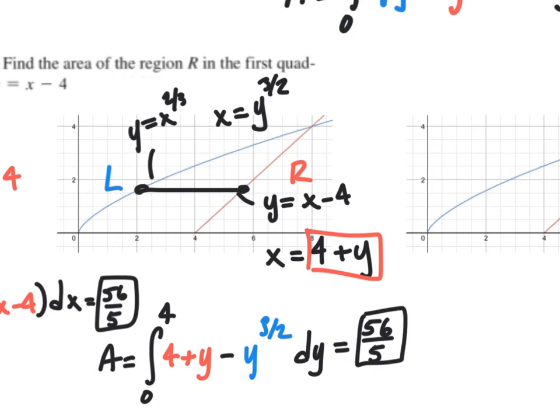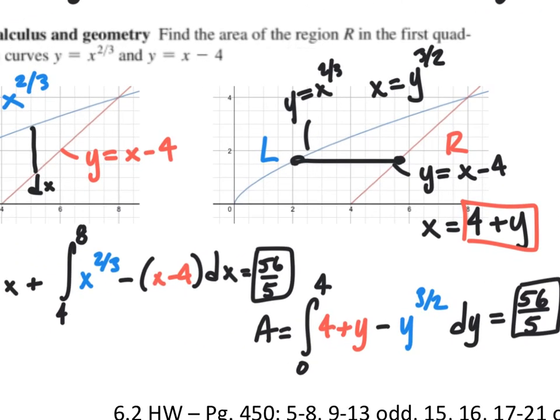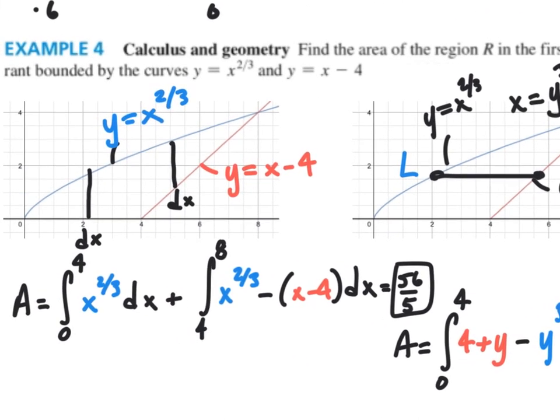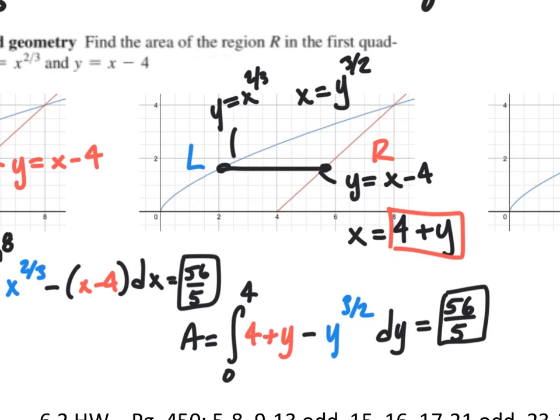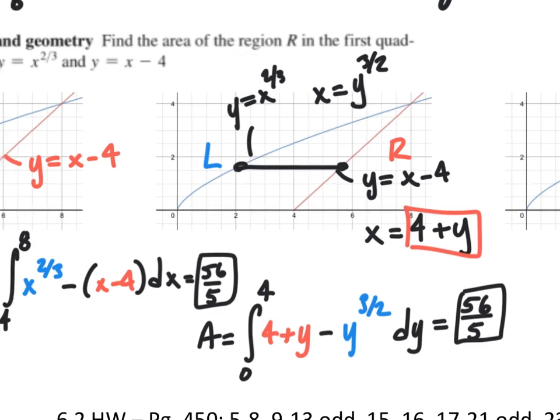So you can do it 2 different ways, whatever you are comfortable with. Sometimes you have to do it with respect to x. Sometimes you have to do it with respect to y. Sometimes you have a choice, and the choice is yours.